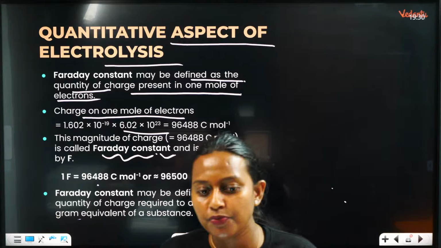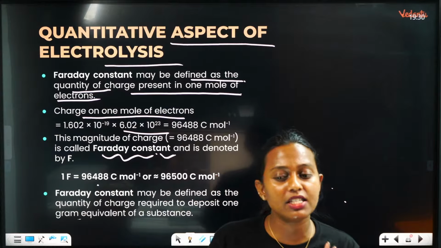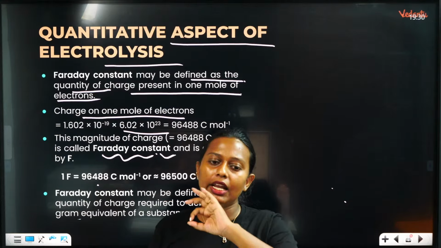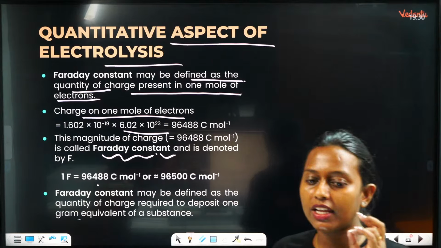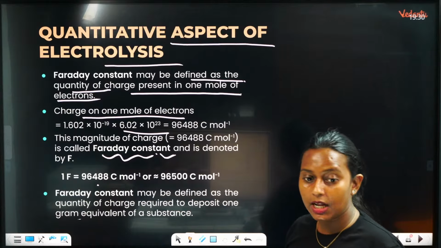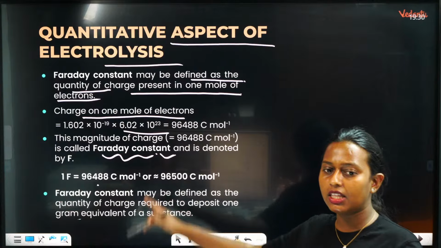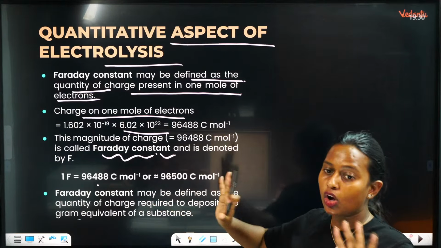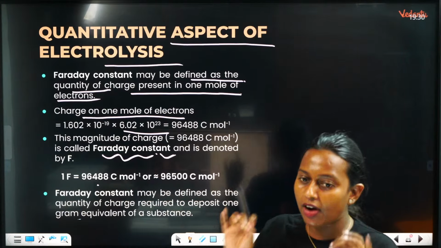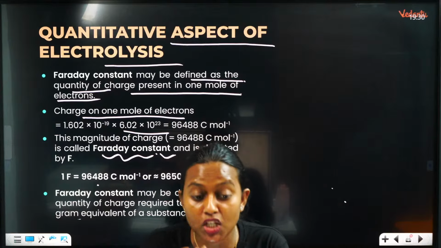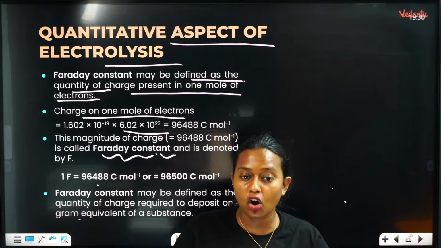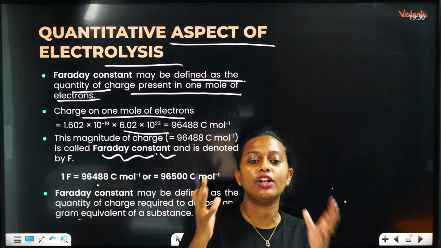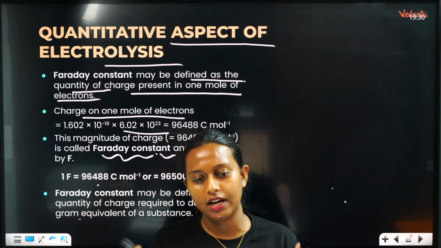Is it clear? Any doubt? So Faraday's constant is simple. It is defined as the quantity of charge present in 1 mole of electrons. The charge of 1 mole of electrons is Faraday's constant.